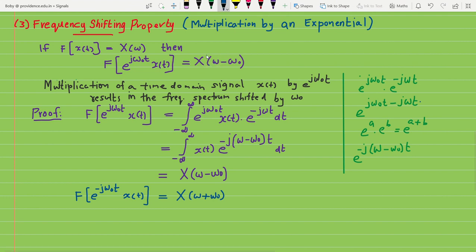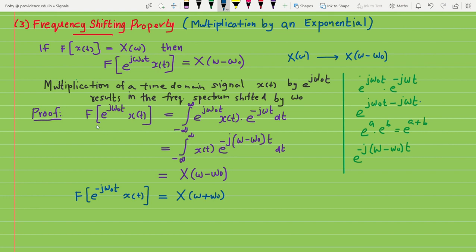That is the frequency spectrum. Initially that was X of omega. Now it has been shifted by omega 0, X of omega minus omega 0. So when we multiply the input signal x of t by an exponential, that is e raised to j omega 0 t, the spectrum shifts. Now let us see the proof of this property.